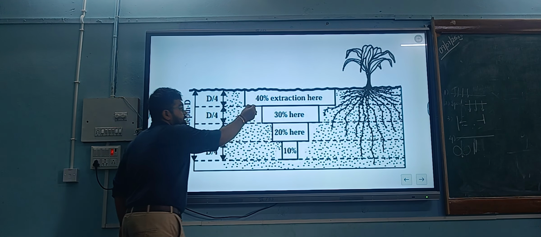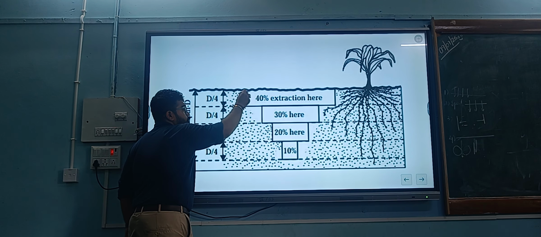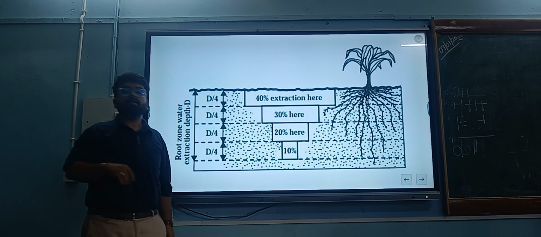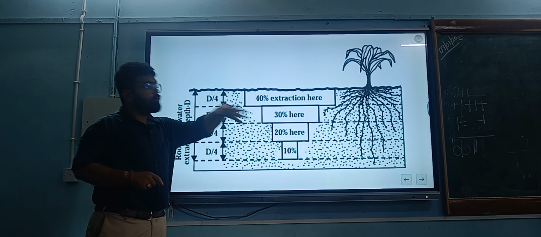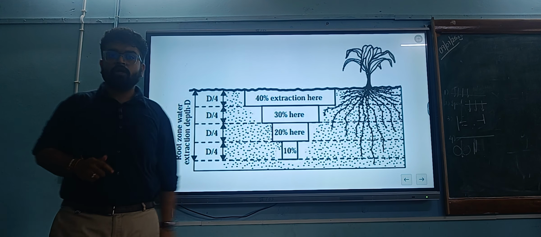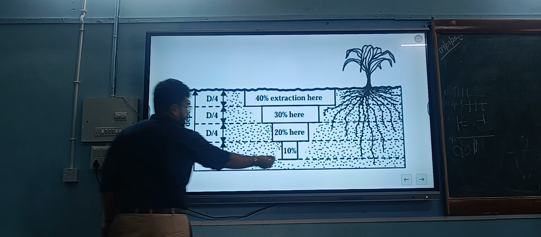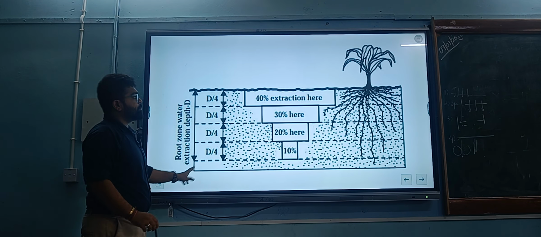So irrigating the upper quarter layer is very important with respect to increasing water use efficiency. In the upper layer, there is maximum root accumulation and maximum absorption of water compared to the lowest layer of the soil. This is the extraction pattern.